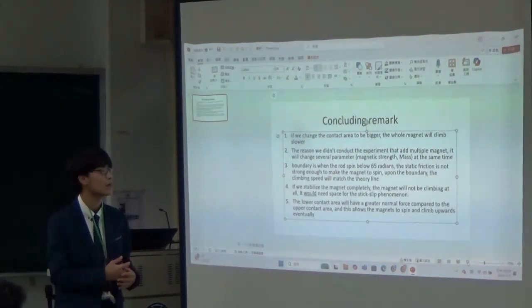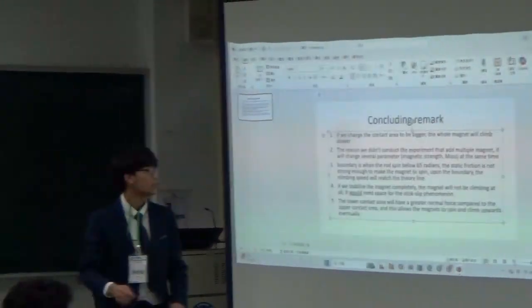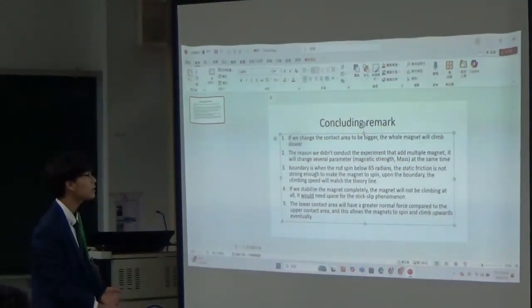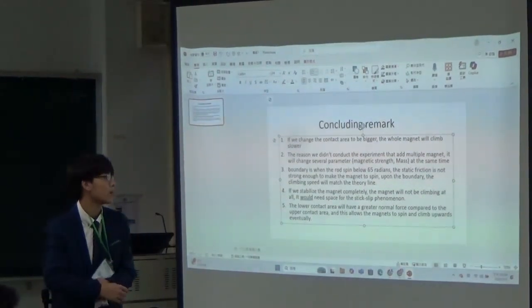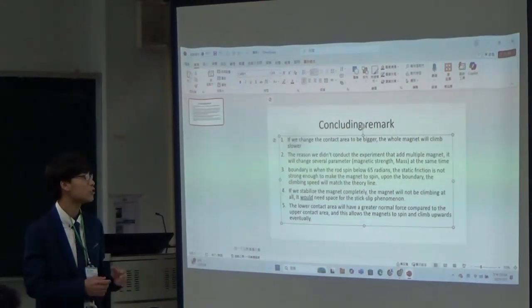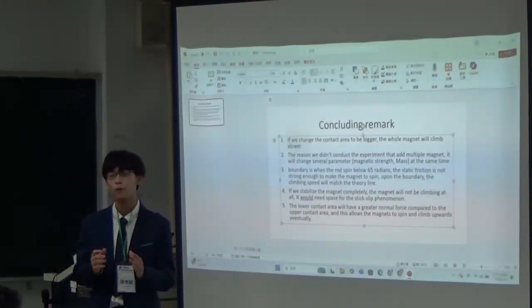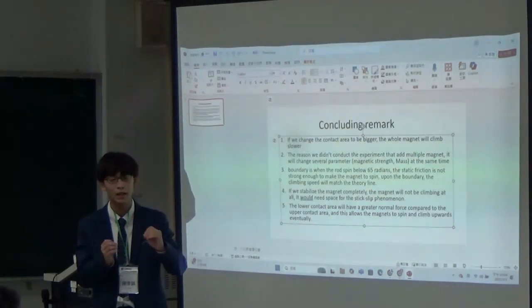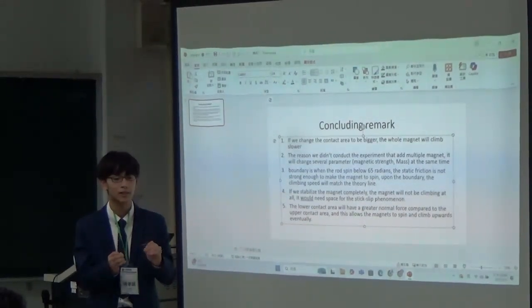It would need some space for a sixth phenomenon, just like we included in our no-climbing verification. And the lower contact area will have a greater normal force compared to the upper contact area. This allows the magnets to spin and climb upwards eventually. So having a larger normal force at the bottom contact point compared to the upper contact point is a major condition that has to occur for the magnets to climb up.